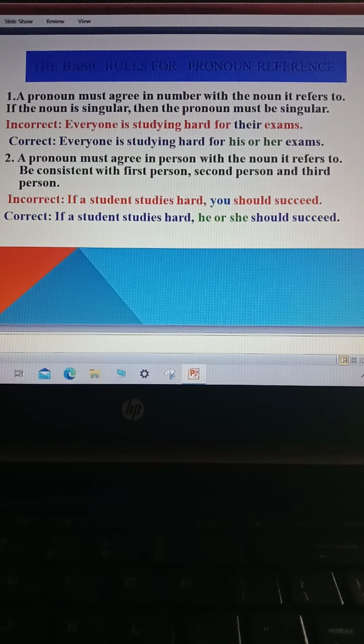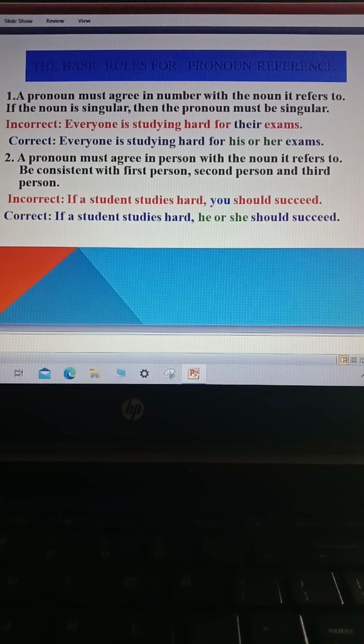Here the subject is everyone and that is singular. The correct answer: everyone is studying hard for his or her exams. Here you can see the green mark is the right answer. Second rule: a pronoun must agree in person with the noun it refers to, be consistent with the first person, second person and third person.